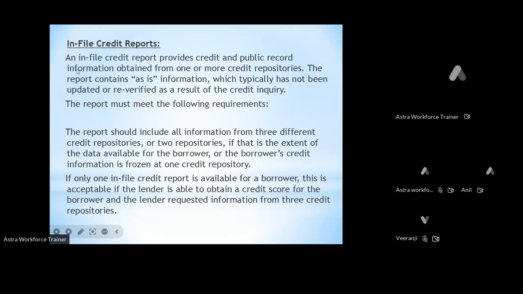In-file credit reports mostly have only one credit score, but for US mortgage underwriting, we would require the credit score from the three repositories. That is Experian, TransUnion, and Equifax. We'll discuss that.